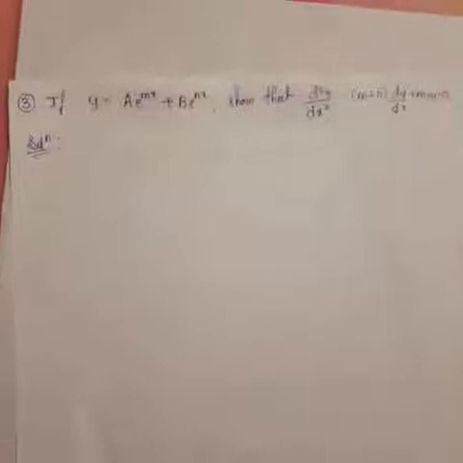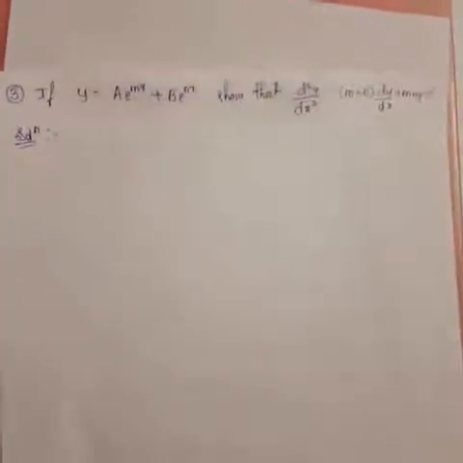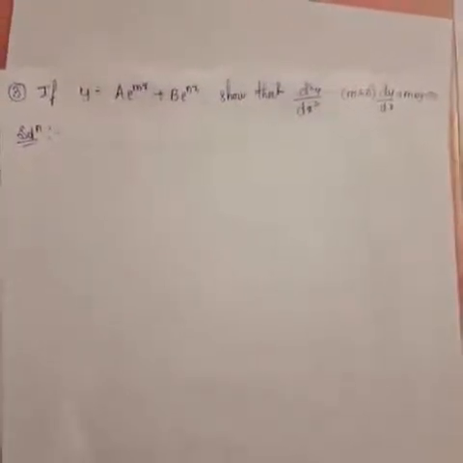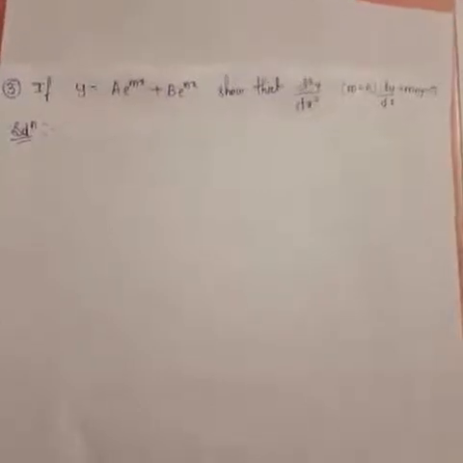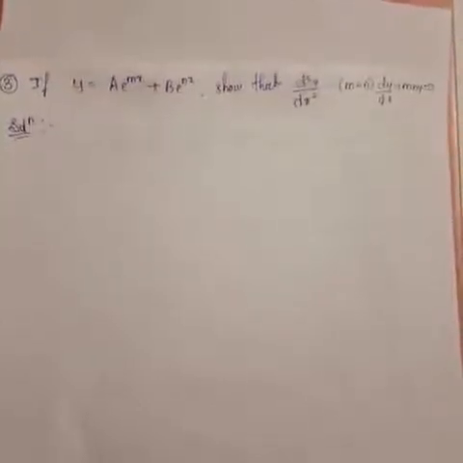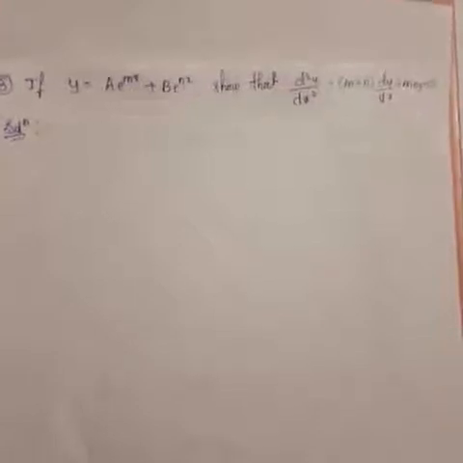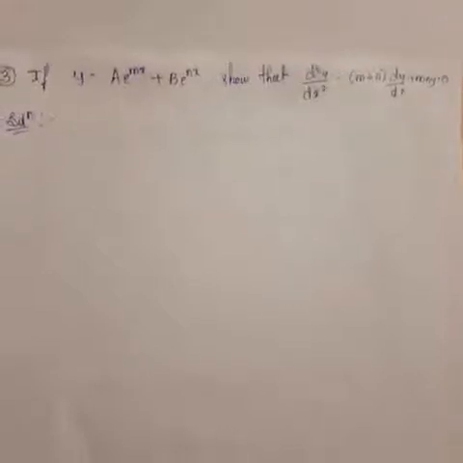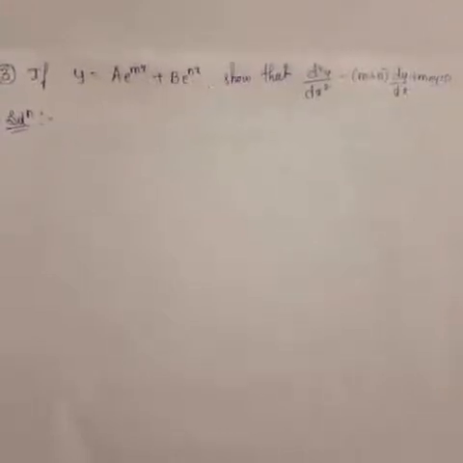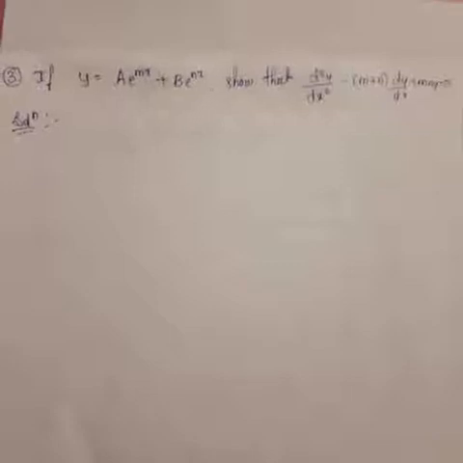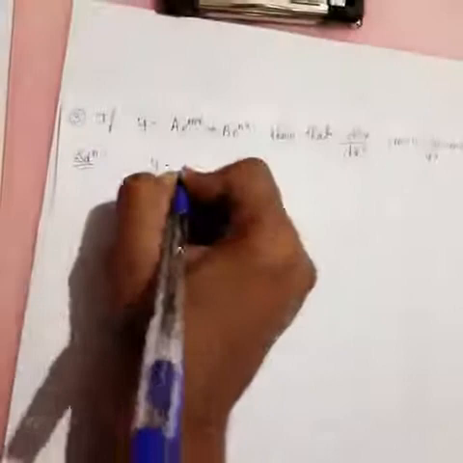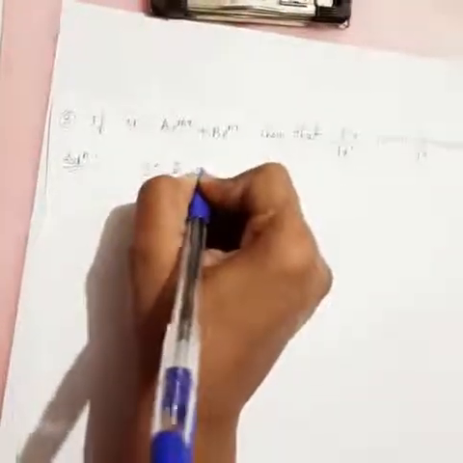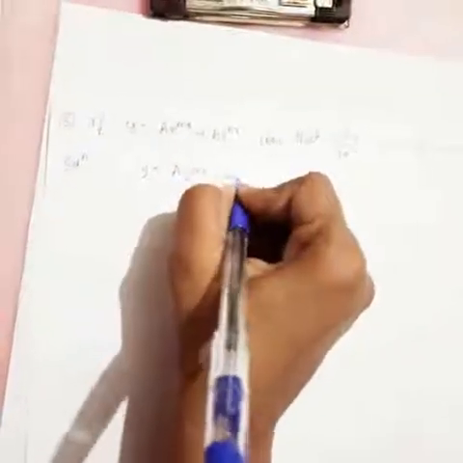Next question is, if y is equal to A e raised to mx plus B e raised to nx, show that d square y by dx square minus the bracket m plus n dy by dx plus mn y is equal to 0. Here capital A, capital B, small m, small n are constants. The given thing is what here? y is equal to A e raised to mx plus B e raised to nx.